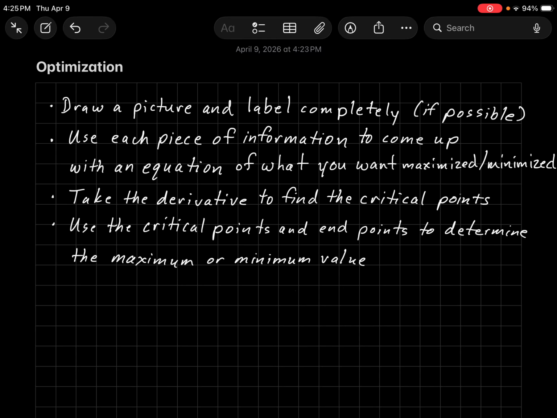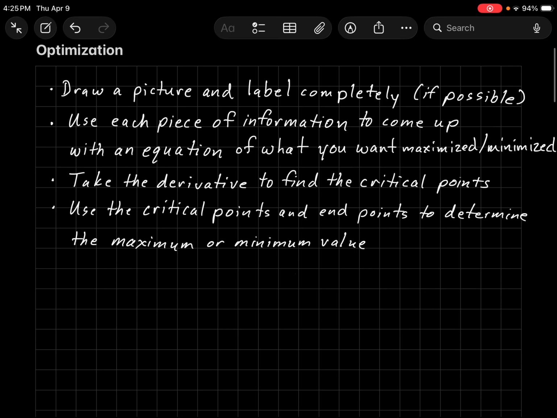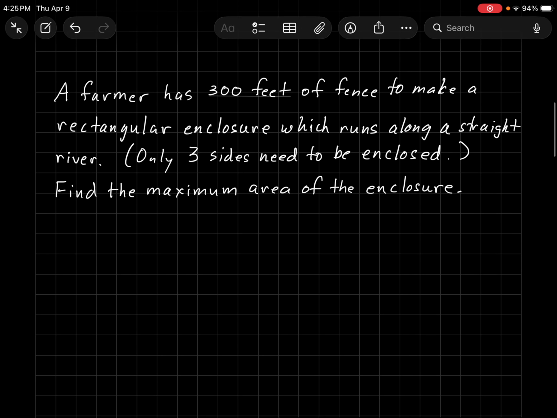For example, if I want to find the area, which we will do in the first example, I want to find an equation for area, because anytime I want to maximize or minimize something, I want to take the derivative of that something, set it equal to 0, or undefined, etc., which is step 3. Take the derivative and find the critical points. And then, as we saw with absolute max and mins, use the critical points and endpoints to determine the max or min value. Now, sometimes I won't do this last step, and I'll talk about why when we get to the examples. So let's look at our first example.